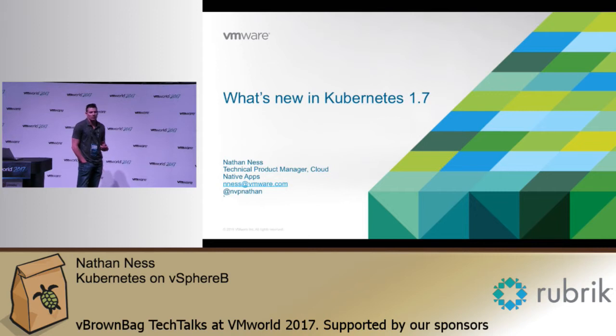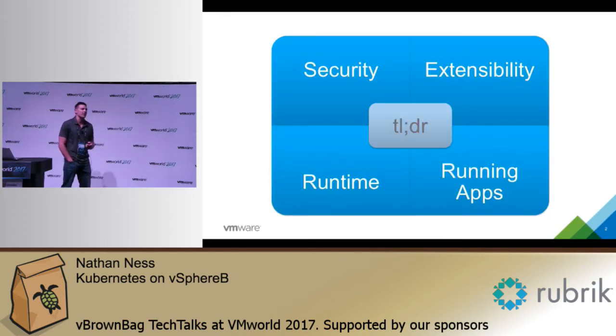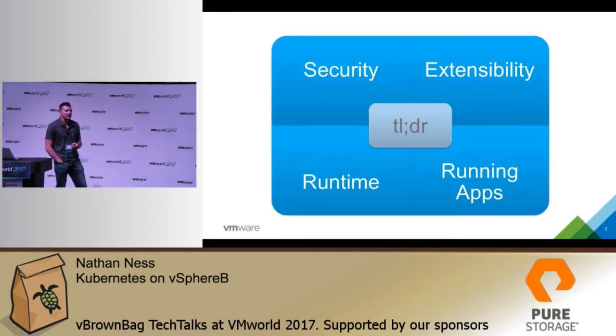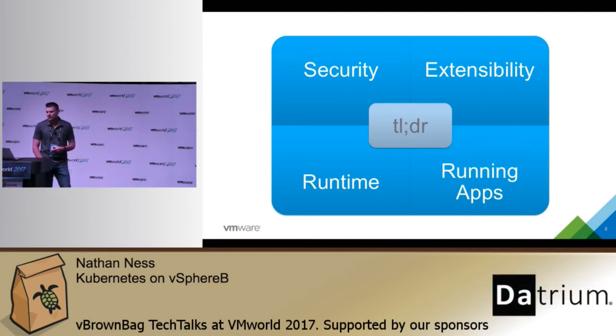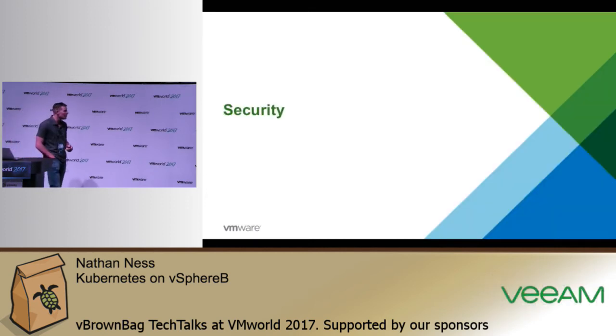The four key areas of focus for the 1.7 release were security, extensibility, runtime, and running the application. A lot of pet workloads were focused on, including updates to StatefulSets. Those are the four key areas we'll talk about here today, starting off with security.